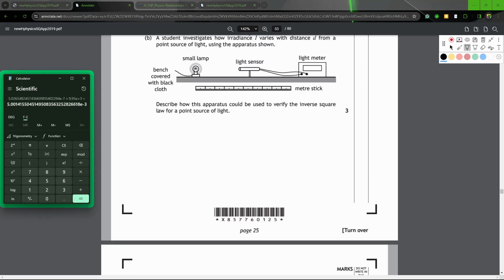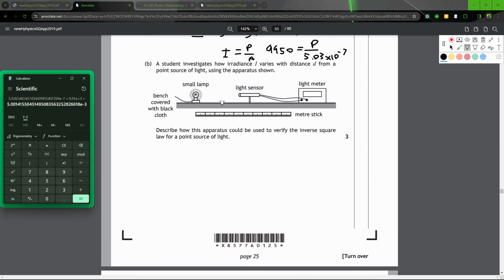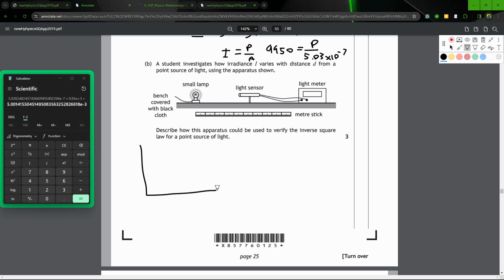Okay. B. A student investigates how the irradiance I varies with distance d from a point source of light using the apparatus as shown. So we've got a small lab bench covered in black cloth, a light sensor, a light meter, and a meter stick. Described as an apparatus that could be used to verify the inverse square law for a point source of light. The inverse square law works quite well on graph paper when you graph it out, because it will look something along the lines of this.